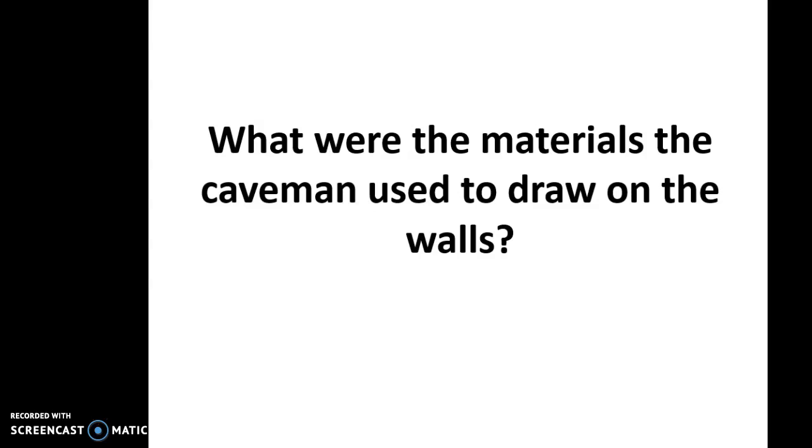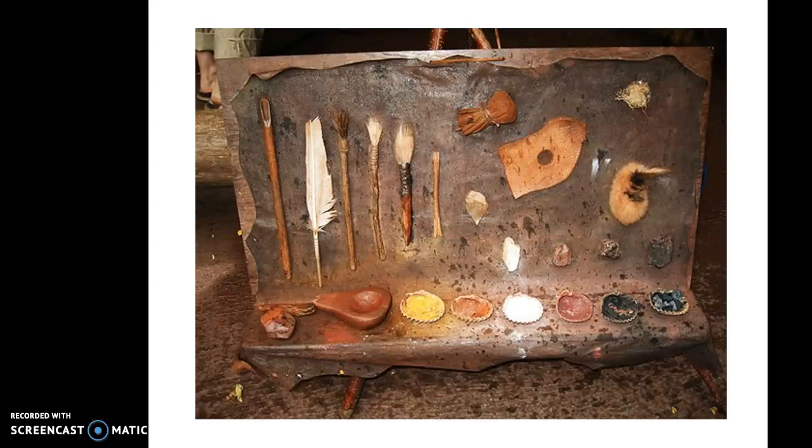So what were the materials that the cavemen used to draw on the walls? Well, they couldn't go down to their local Hobby Lobby and pick up some art supplies. So they were using the things that were around them. So this is kind of a makeup of what the tools would have been. They could have used dirt, blood, berries, or the fat from the animals that they caught, and made up their own paint mixing with, let's say, materials or minerals that they had around them.